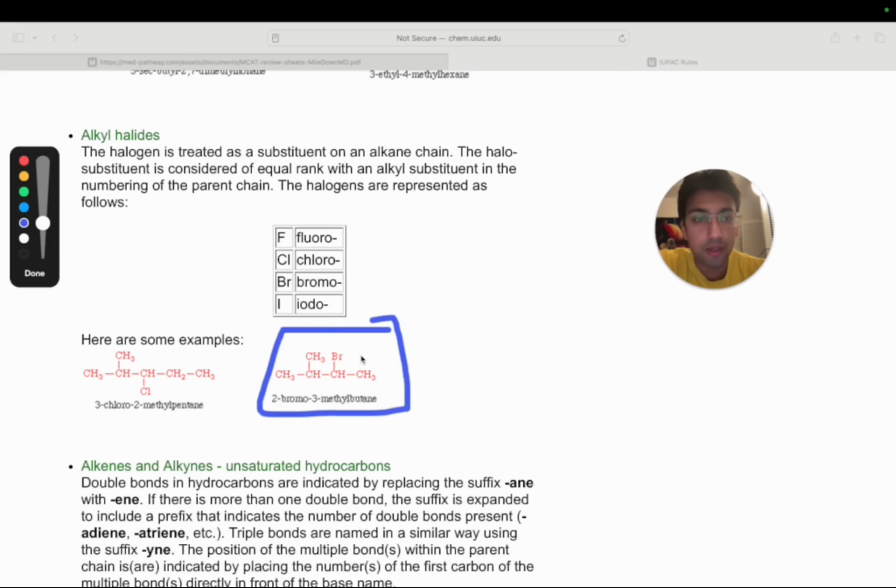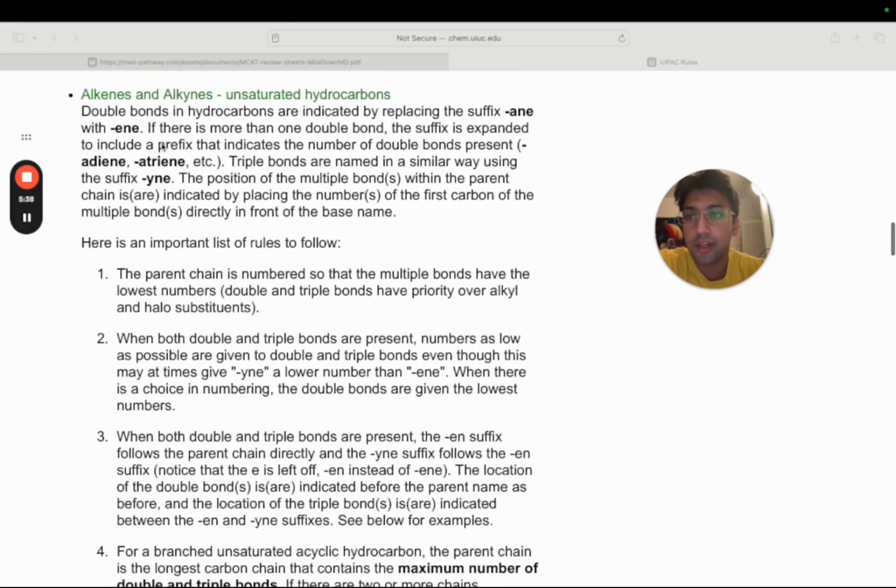The reason why I'm looking at this example is because it'll help you figure out how to choose these numbers. So here we can choose the parent chain going in two ways. It can either go this way or it can go this way, right? So how do I know whether this chain is 1, 2, 3, 4, or is it 1, 2, 3, 4? The way that I choose that is I just look at the substituents, and bromo comes before methyl, and so we give this precedence. And so it's 2-bromo, 3-methyl butane, so the chain goes this way. Okay, next we're going to look at alkenes and alkynes.